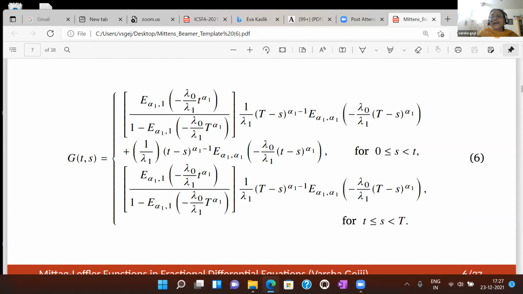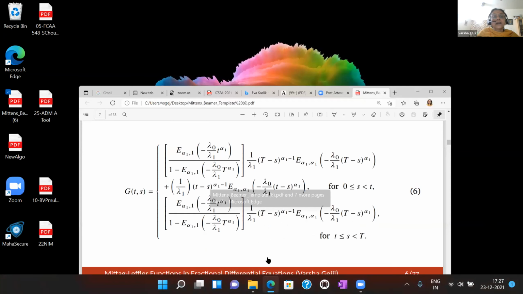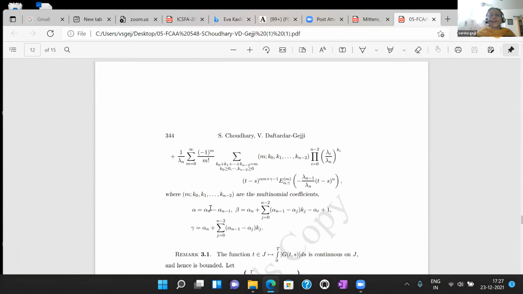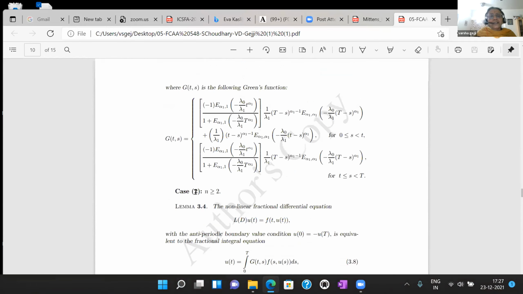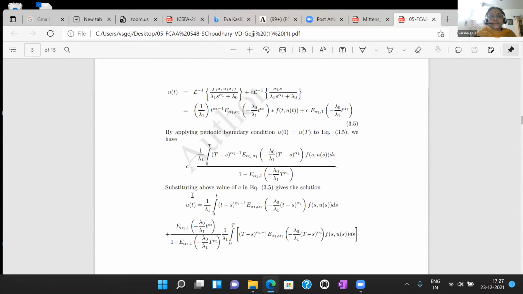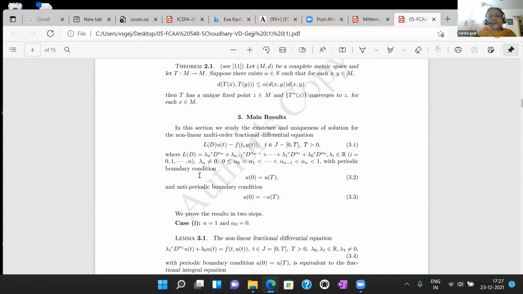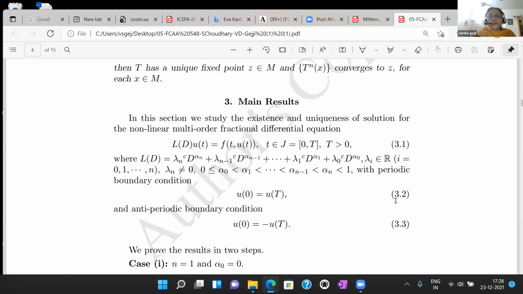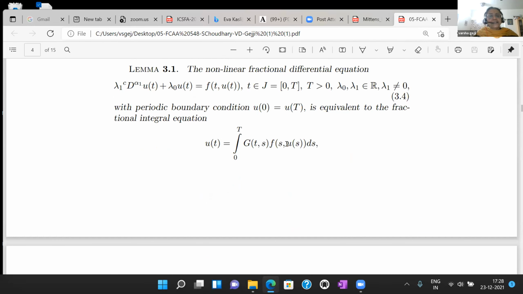Now, just to give an idea how the generalizations occur, let me... is this paper, can the audience view the paper? Yes, madam. So here what we have done is we have considered a more general situation. Here LD is the multi-term combination, alpha 1, alpha 2, up to alpha n, and here we are considering 3.2 and 3.3, periodic and anti-periodic boundary conditions.